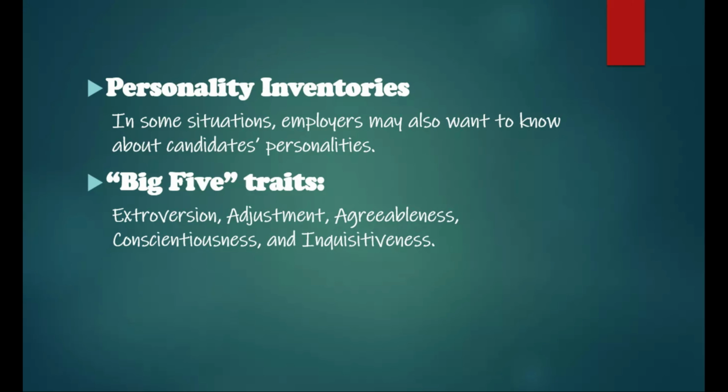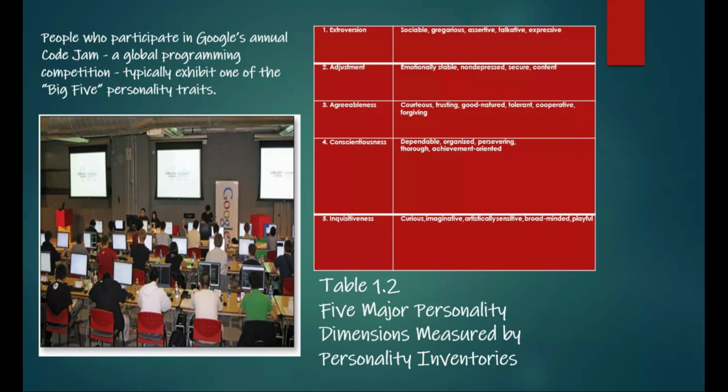The Big Five Traits: extroversion, adjustment, agreeableness, conscientiousness, and inquisitiveness. The left side of this slide shows a picture of people who participate in Google's annual Code Jam, a global programming competition, who typically exhibit one of the Big Five personality traits. And on the right side, Table 1.2 shows the five major personality dimensions measured by personality inventories.